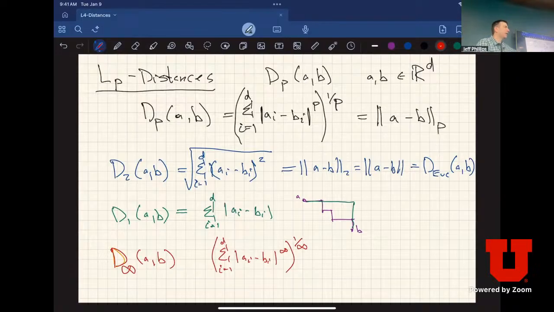This is not well defined. So I need to fix this. Instead, I need to say p here, and let's take the limit as p goes to infinity. Now it's well defined. So I'm going to start with the L1, go to the L2, go to L3, L7, up to p is a million, right? What's going to happen here? This form is not useful because I have a limit in the definition. How do I calculate a limit here?